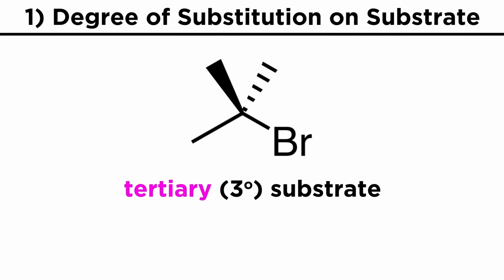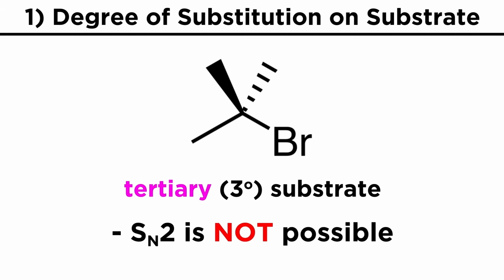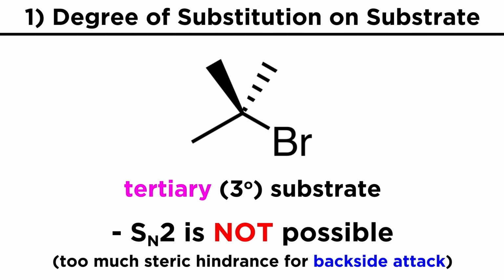Let's say we have a tertiary substrate. That means the carbon that bears the halogen is connected to 3 other carbons. From this we can discern only one thing, that SN2 will be impossible. Remember that SN2 must occur via a backside attack, so the nucleophile must approach at a 180-degree angle with respect to the carbon-halogen bond. But with a tertiary substrate, there is too much alkyl in the way. A nucleophile just will not be able to approach, so SN2 is impossible.